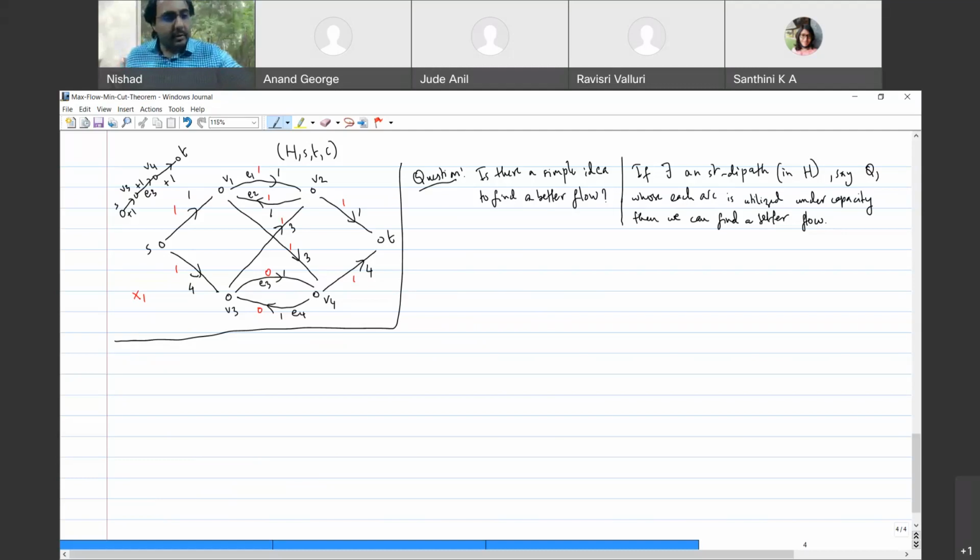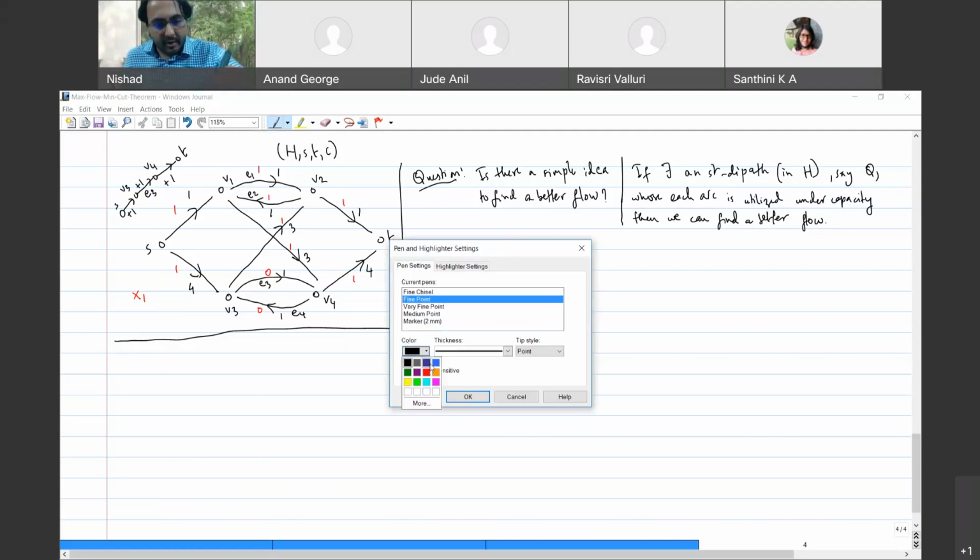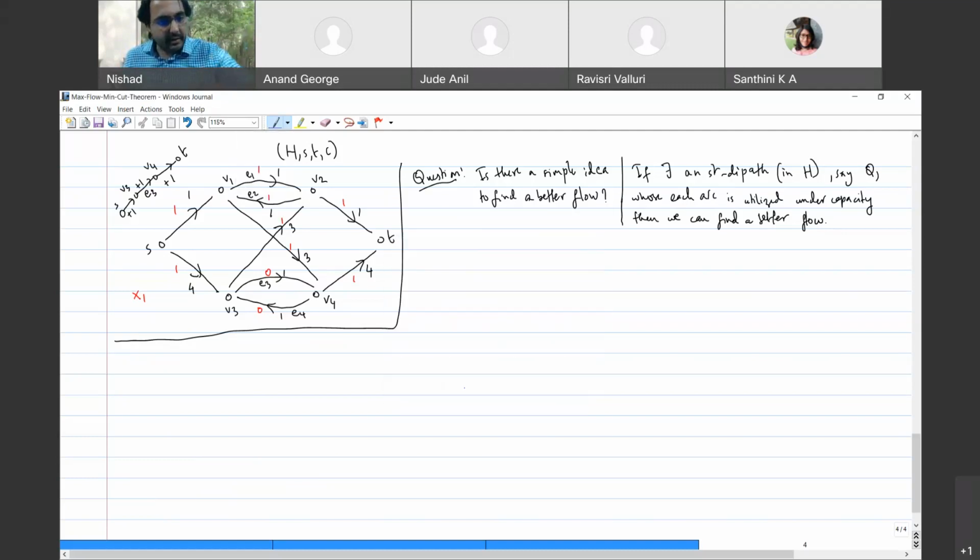I'm going to modify this and switch it to x2. Rather than making a new drawing, let me just be lazy and cut this 1 to 2, cut this 0 to 1, and cut this 1 to 2. Okay, and that is our flow x2.